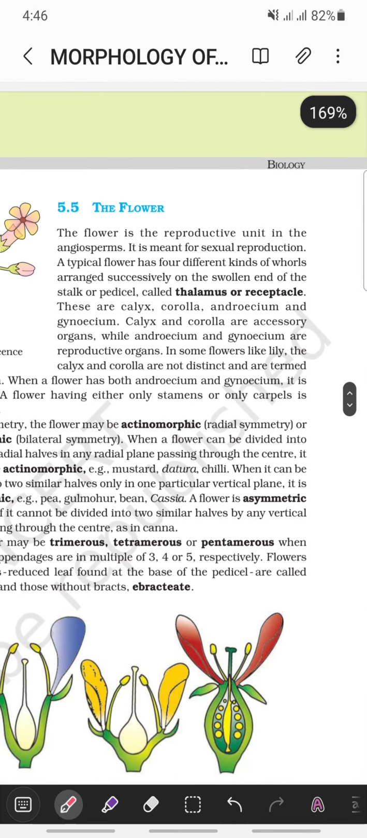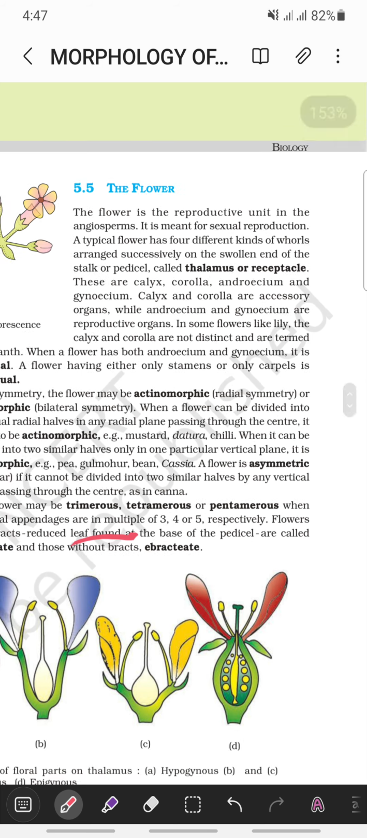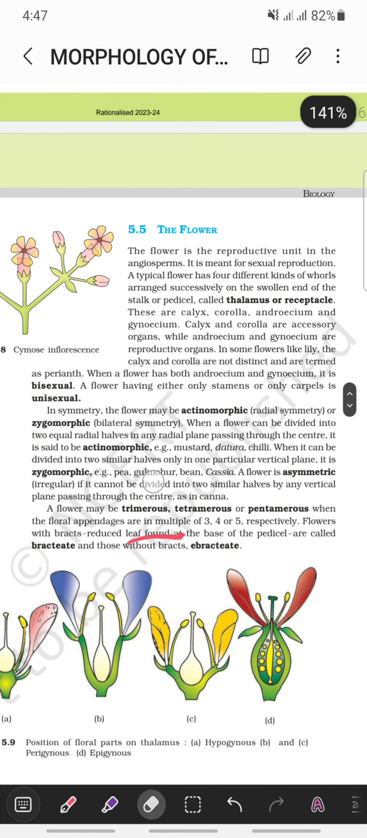The flower. The flower is the reproductive unit in angiosperms. It is meant for sexual reproduction. A typical flower has four different kinds of whorls arranged successively on the swollen end of the stalk or pedicel, called thalamus or receptacle. These are calyx, corolla, androecium, and gynoecium. Calyx and corolla are accessory organs, while androecium and gynoecium are reproductive organs. In some flowers, like lily, the calyx and corolla are not distinct and are termed perianth.